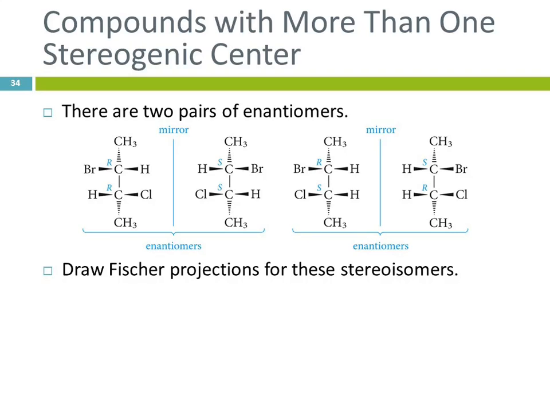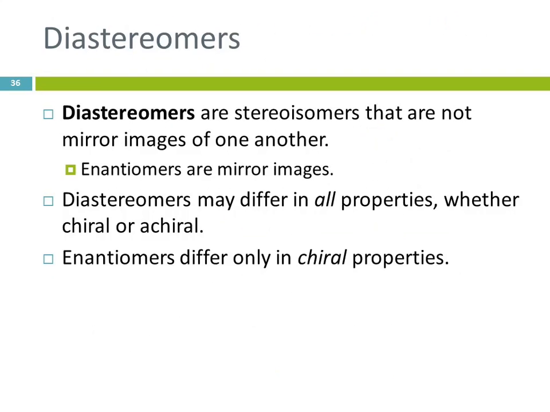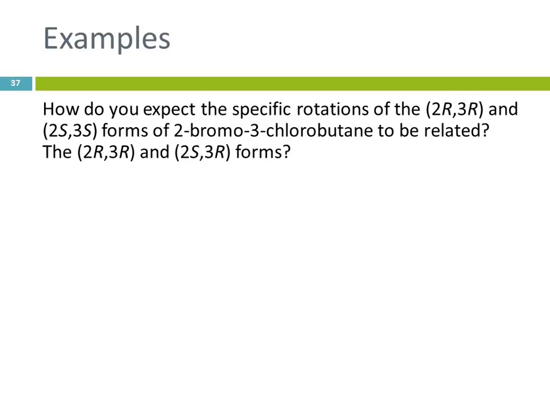That means they're enantiomers. So when we think about how we expect the specific rotation, that's the rotation of light, how do we expect the rotation of light to be related between those two? Opposite. They should rotate an equal number of degrees, but in the opposite direction, right? Because they're mirror images of each other.